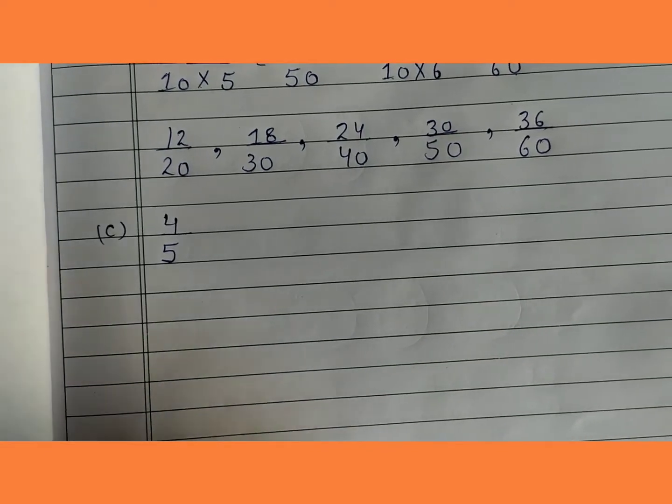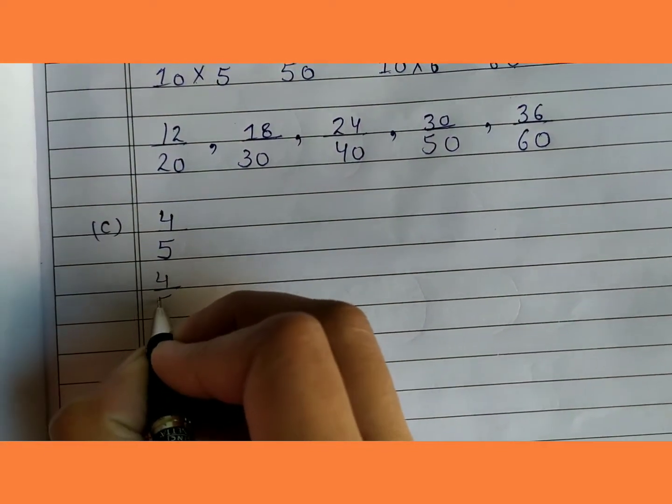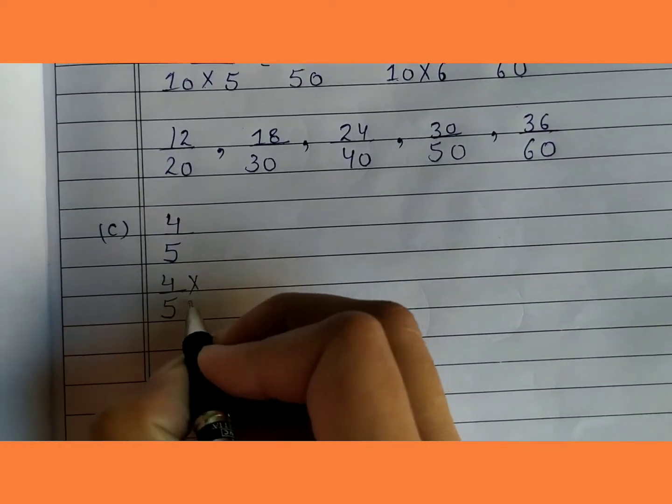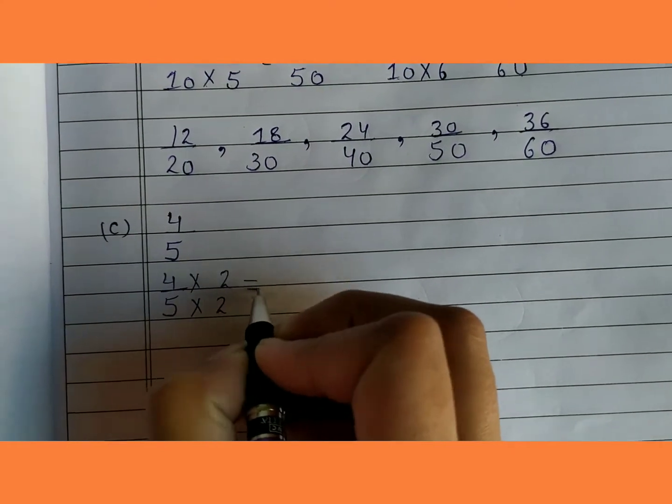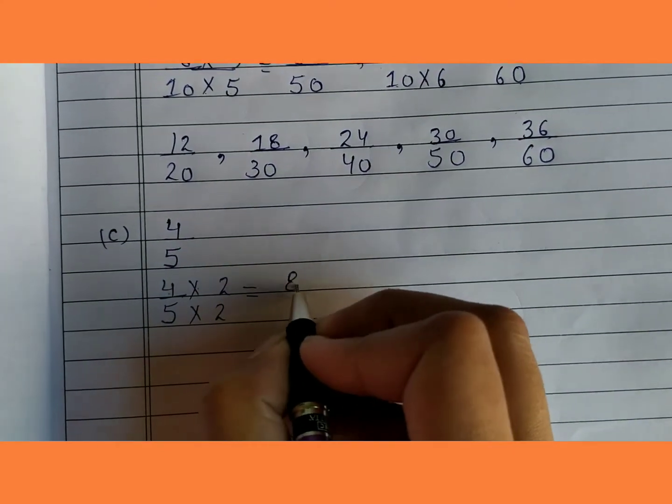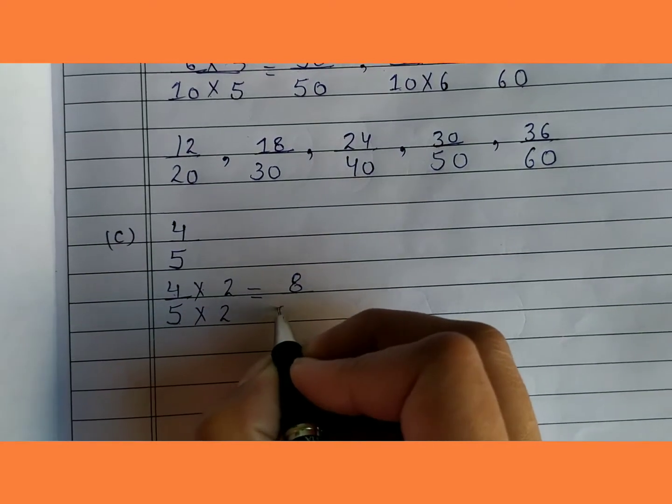Next is 4 upon 5. 4 upon 5 multiply by 2 in the numerator and denominator. 4 multiply 2 equal to 8. 5 multiply 2 equal to 10.